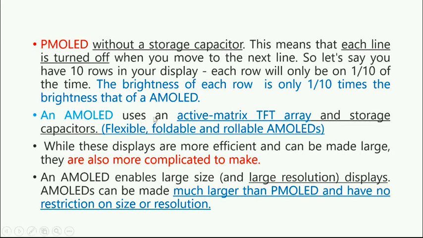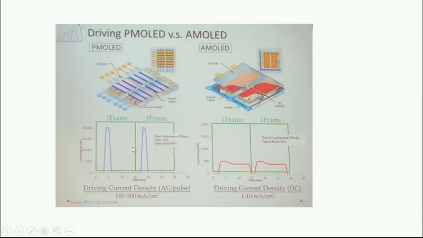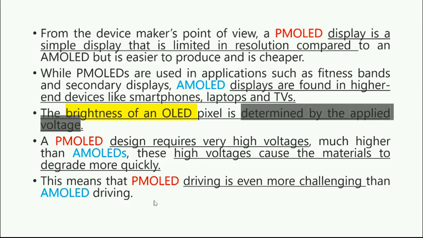Active matrix OLED uses an active matrix TFT array and storage capacitor. That makes it very flexible, foldable, and rollable. It is very complicated to make, a complex process, that's why it is very costly as well. AMOLED can be much larger than PMOLED and has no restriction on size and resolution, so large resolution is possible. The current density required is 1 to 10 milliampere per square centimeter for AMOLED, and for PMOLED it is 100 to 500 milliampere per square centimeter. That is the main difference between these two.